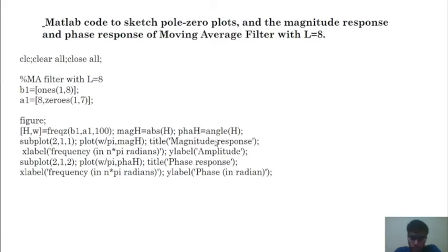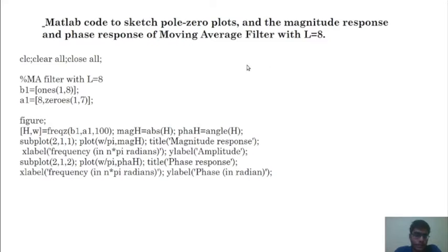Now to verify this, we also wrote a MATLAB code. So these are the basic MATLAB commands to set up the clear screen and all. Then B1 and A1, this is quite important. Here we are setting up the numerator, and here the denominator, of the Z transform equation we got. If you remember, this was 1 plus z to the power minus 1 plus z to the power minus 2, so we were summing up.